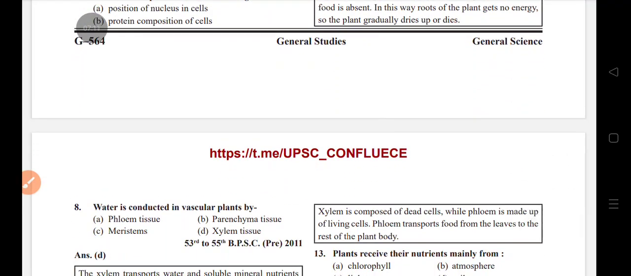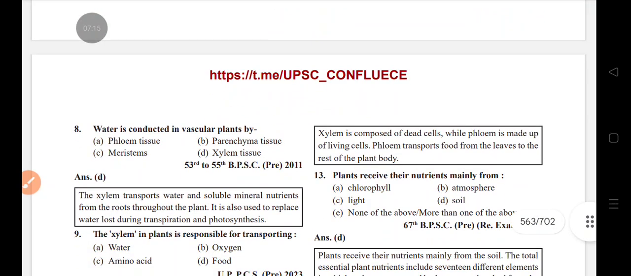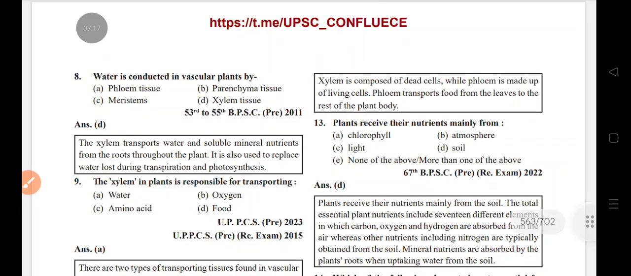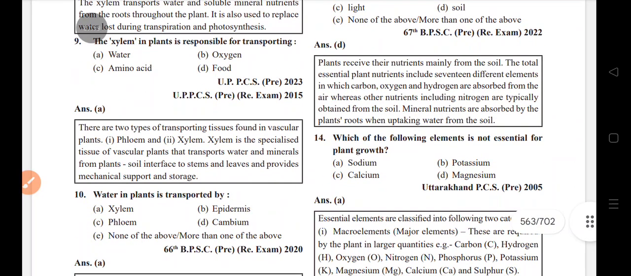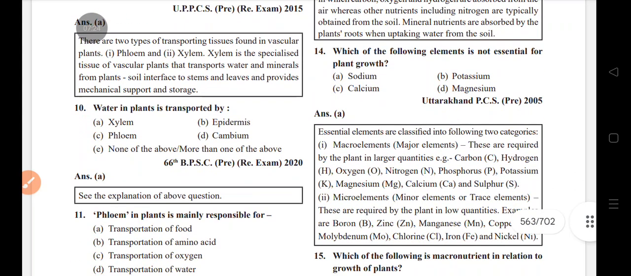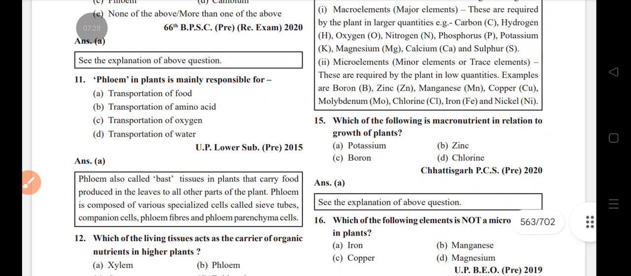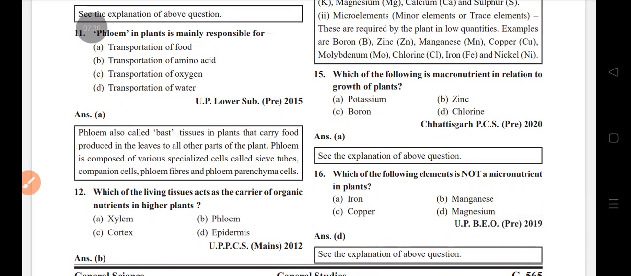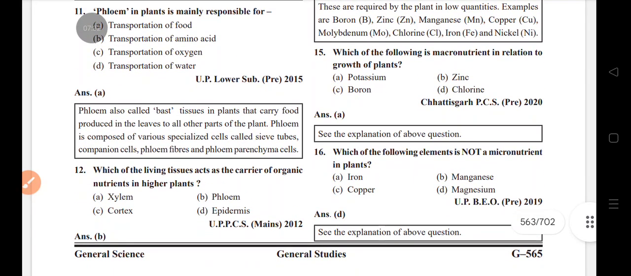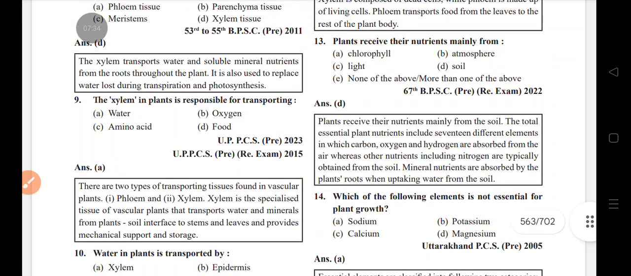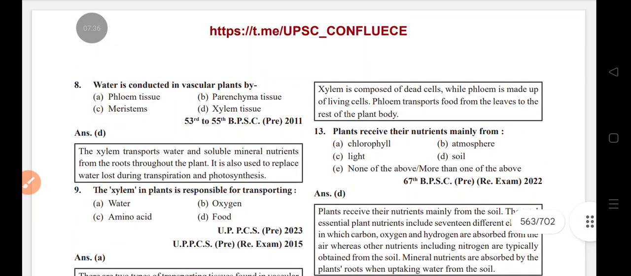Water is conducted in a vascular plant by xylem tissue. Xylem in a plant is responsible for transporting water. Water in a plant is transported by xylem. Phloem in a plant is mainly responsible for transportation of food. The carrier of organic nutrients in higher plants is phloem. Plants receive their micronutrients mainly from soil.